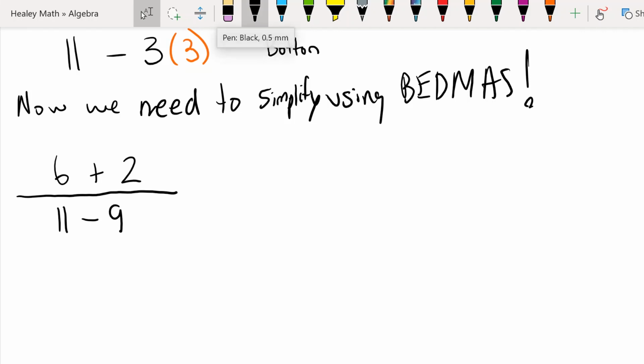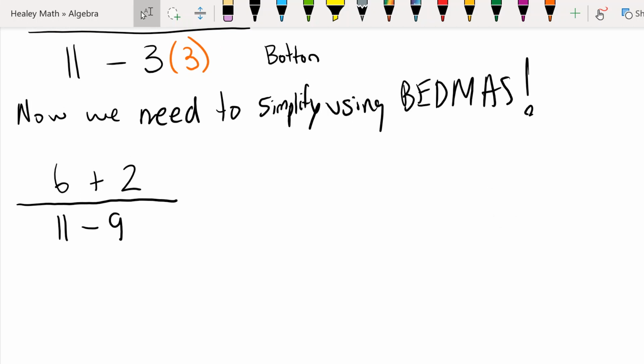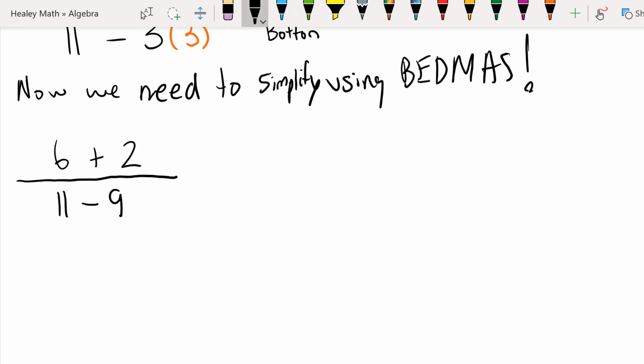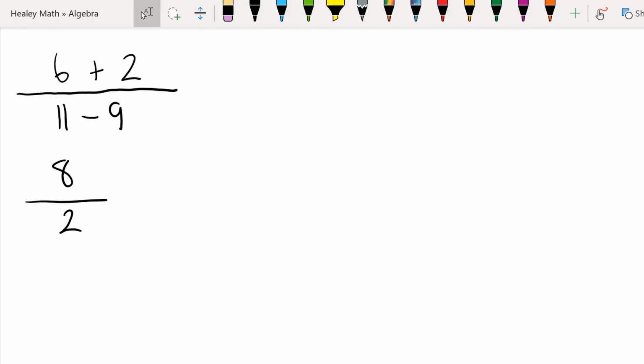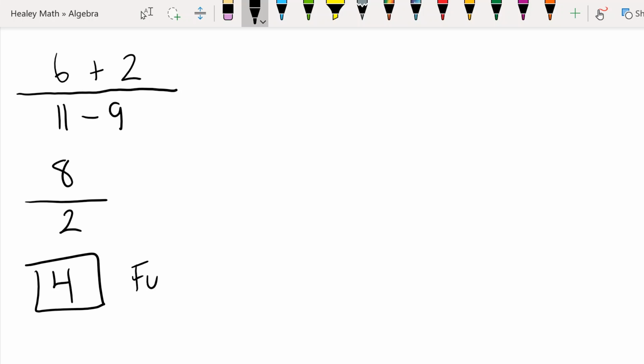Next we look to simplify the top. So can we add or subtract? 6 plus 2 is 8. 11 minus 9 is 2. And finally we can simplify by dividing 8 divided by 2, which we get is 4. So our fully simplified answer after using substitution is 4.